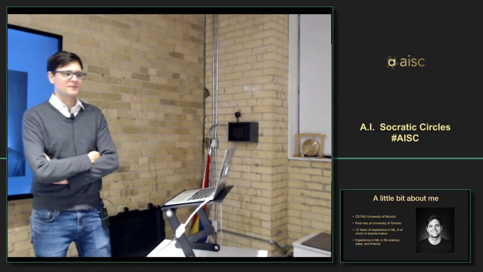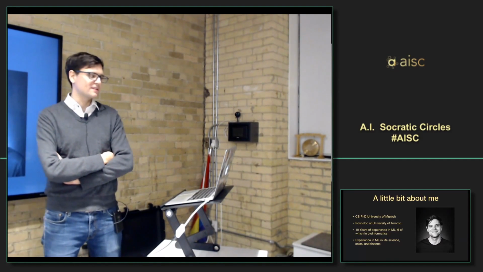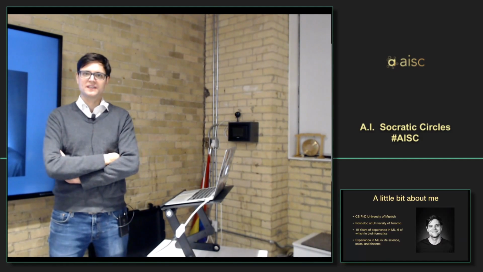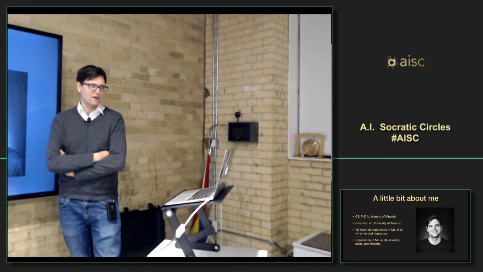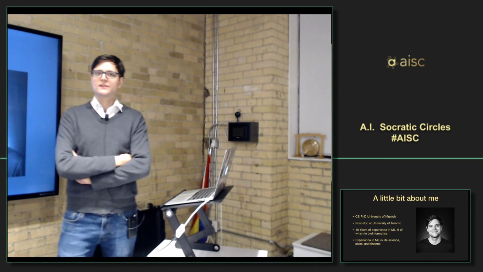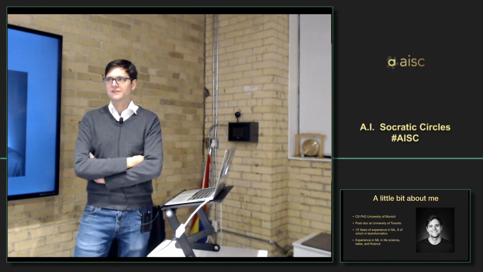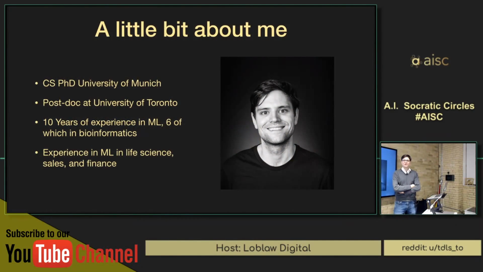So a little bit about me: I have a computer science PhD from the University of Munich. I did a postdoc at the University of Toronto for 2.5 years. I have a total of, say, 10 years of experience in ML, and 6 of those 10 years were in life science bioinformatics. In my career, I worked in a lot of life science, and for a short time I worked for a sales and marketing company doing machine learning for customer transactions. And currently, I work in finance.